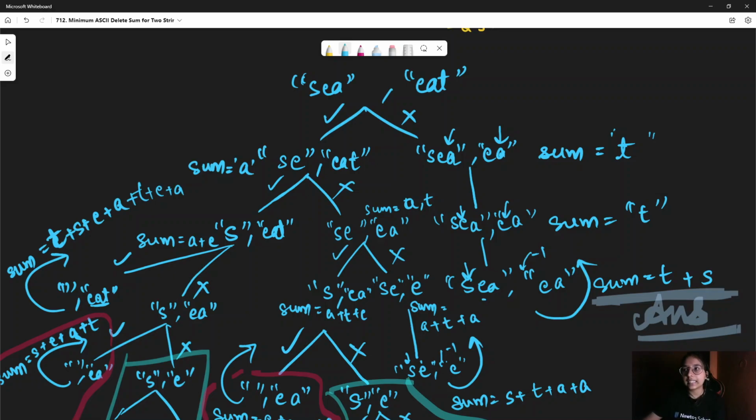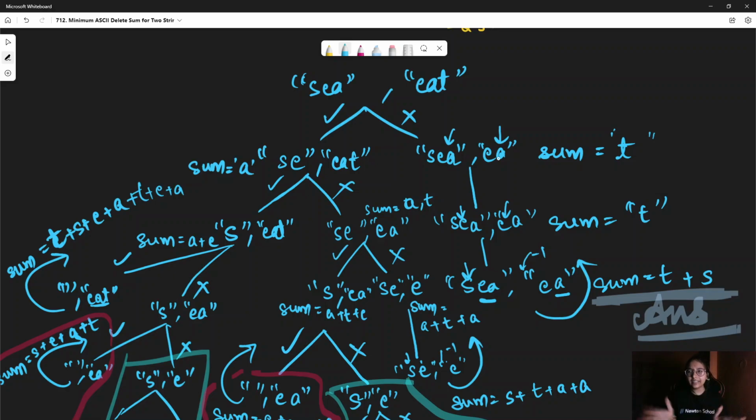And here you can see the case that E and EA are now equal when S is being removed and T is being removed, right? So now this becomes our answer rather than when all of the words were being returned, right? So this is the one where the minimum possibility is there, that T plus S, when we add them, rather than adding up SEA plus EAT, all of them, right? So this is our desired answer.